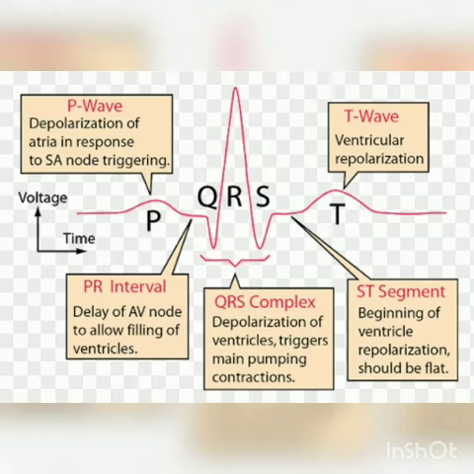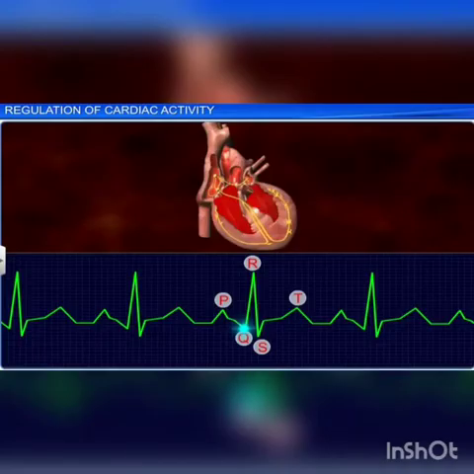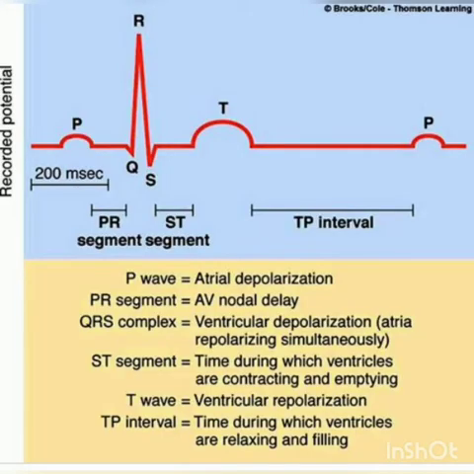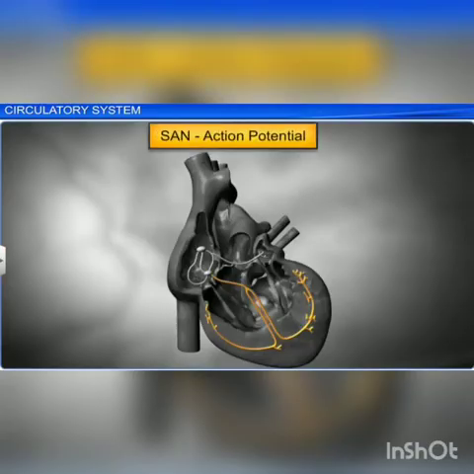Next is the QRS complex. No separate wave for atrial depolarization in the ECG is visible. This atrial depolarization occurs simultaneously with the ventricular depolarization. The normal QRS complex lasts for about 0.06 to 0.09 seconds. QRS complex is shorter than the P wave because depolarization spreads through the Purkinje fibers.